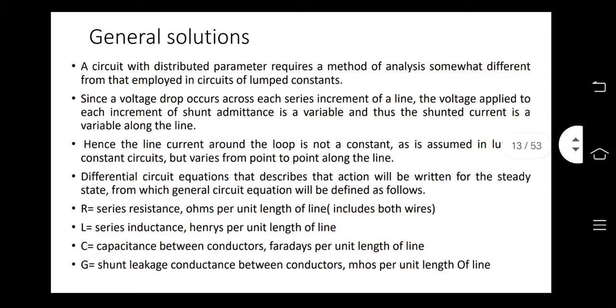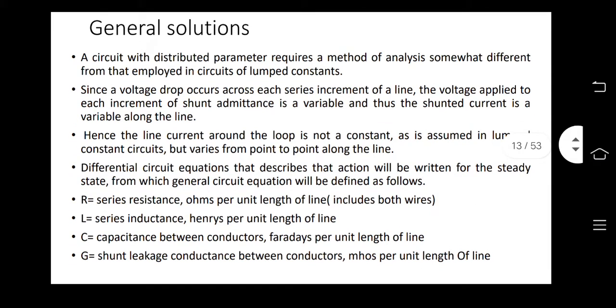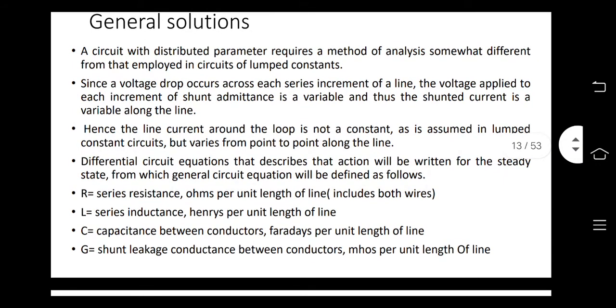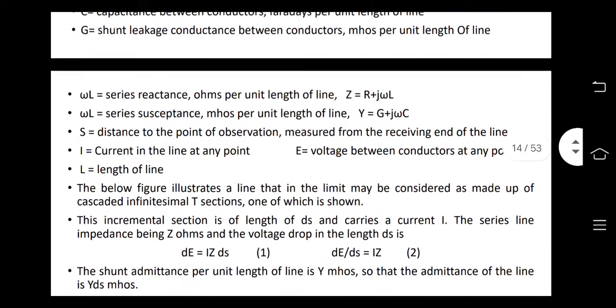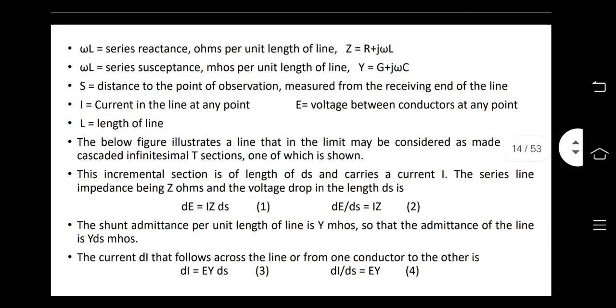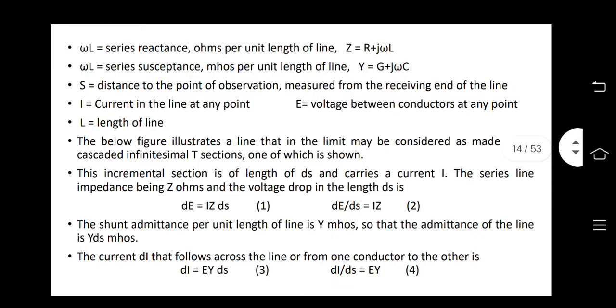Differential circuit equations that describe that action will be written for steady state, for which the general circuit equation will be defined with the components R, L, G and C. The series impedance in ohms per unit length of line is Z equals R plus j omega L, and the shunt admittance in mhos per unit length of line is Y equals G plus j omega C.